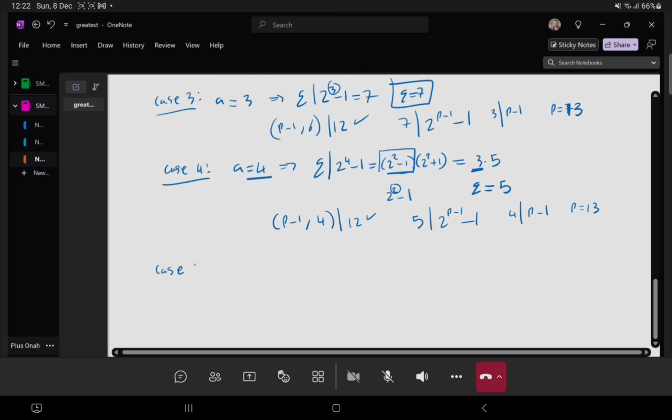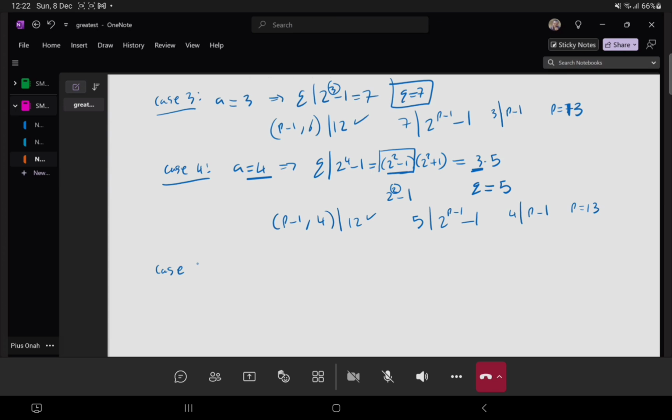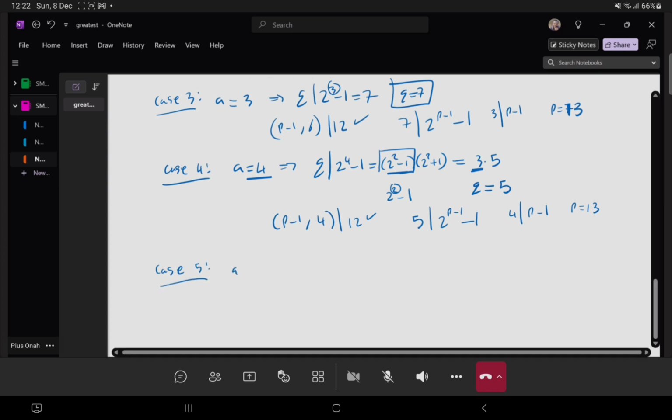Case, I think we have 2 more cases. Yeah, so 6 and then 12. Right, so case 5, 6. A equals 6. So based on what happened here before, we might have multiple possibilities on the surface.